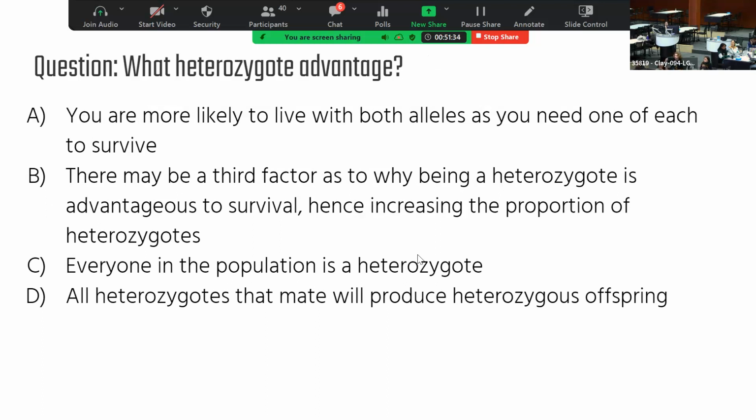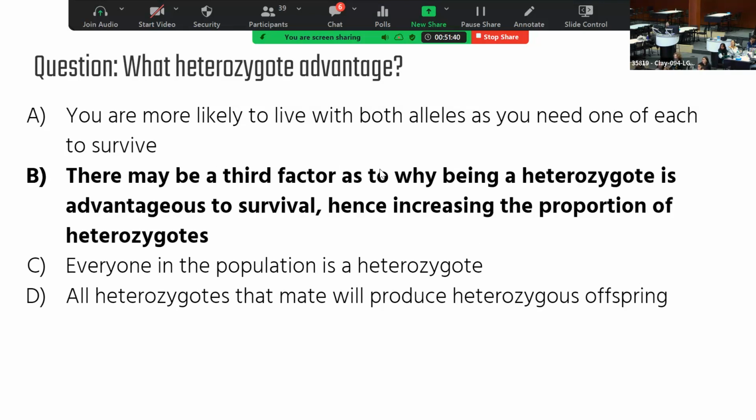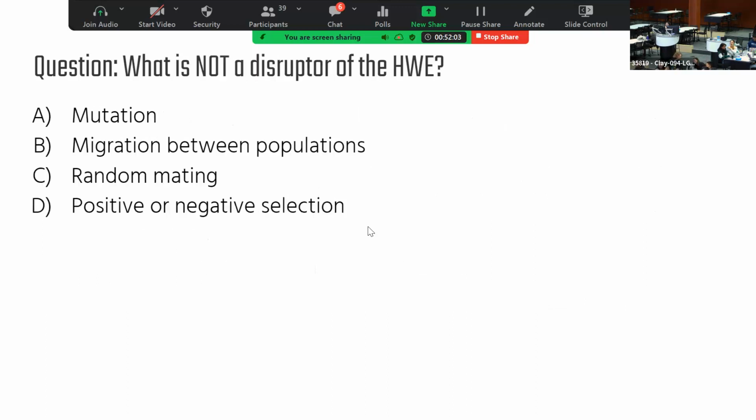Okay, next one. What is heterozygote advantage? Okay, sorry. So there may be a third factor as to why being a heterozygote is advantageous to survival, hence increasing the proportion of heterozygotes. We know that there, you learned the one, I think malaria, and that is that third factor as to why being a heterozygote is advantageous. What is not a disruptor of the Hardy-Weinberg equilibrium?